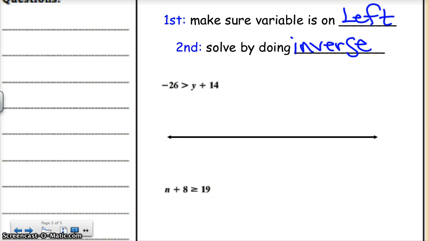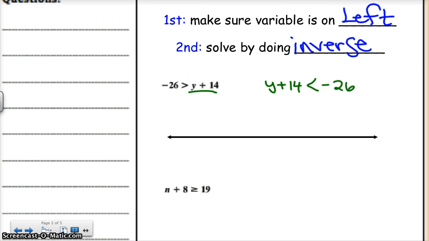I read this inequality like negative 26 is bigger than y plus 14. My variable is not on the left-hand side, so I want to get it there so I can graph it right. It's y plus 14, not just y. So I'm going to put y plus 14 on the left-hand side. And then what's facing it? The point or open mouth? Keep the point facing it, negative 26.